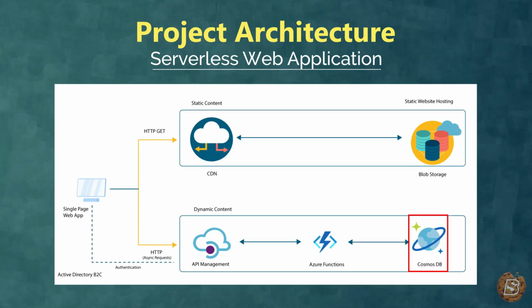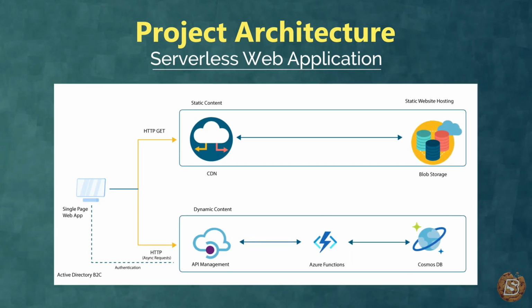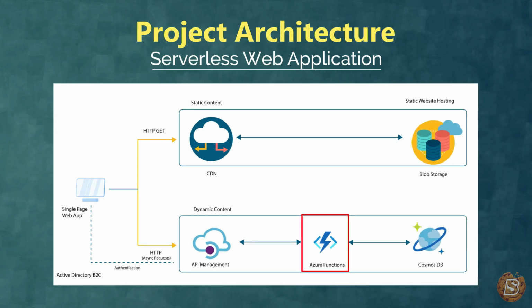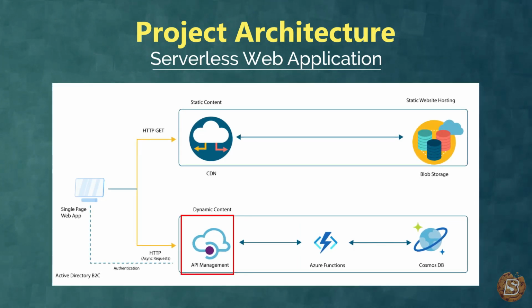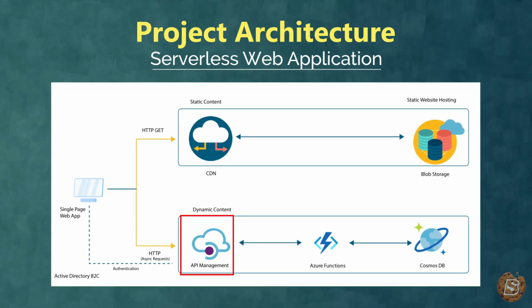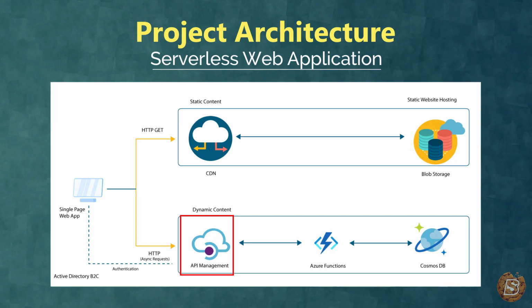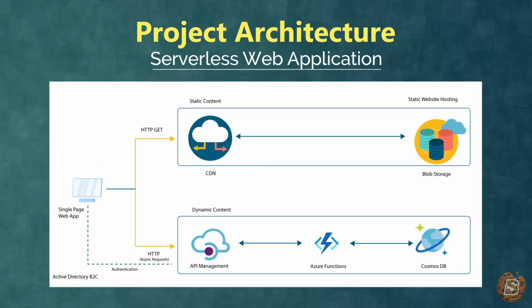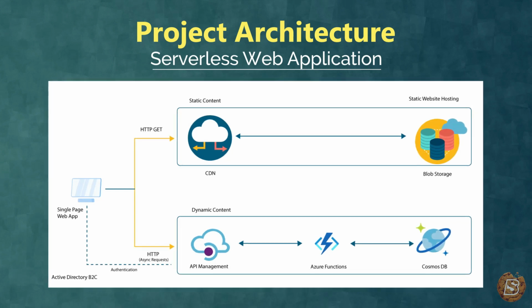So Cosmos DB will be our backend where we'll have our database. Azure Functions will be used to get those data. API management is basically going to call Azure Functions behind the scenes and will retrieve the data from Cosmos DB and send it over to our single page application, which will be developed using React. So that is what we will be going to do in this course.